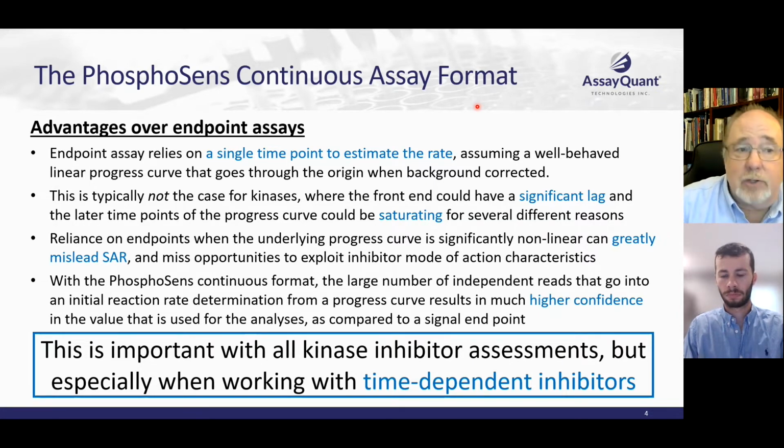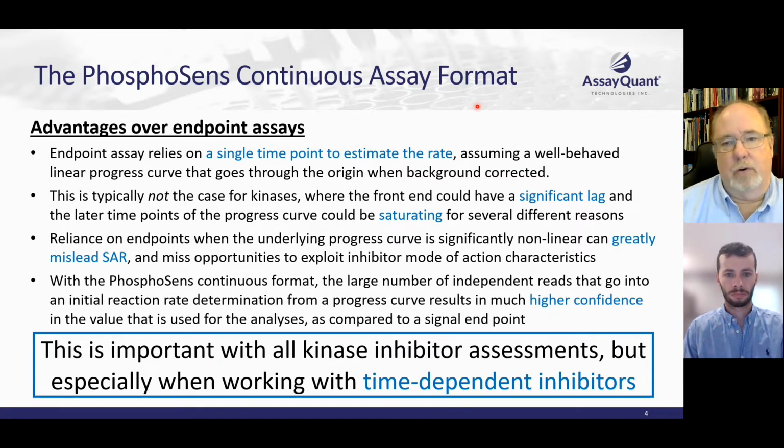That's all great if you've actually verified that you have a progress curve that is linear with time and goes through the origin after you've subtracted the background. The thing is, this is typically not the case for a lot of enzymes, and kinases in particular. You could have a significant lag at the beginning of the progress curve for a number of reasons. We do our best, and are continuously trying to improve, to minimize that lag, but it could still be there. And then also, for a whole bunch of reasons, the curve could saturate towards the end of your reaction.